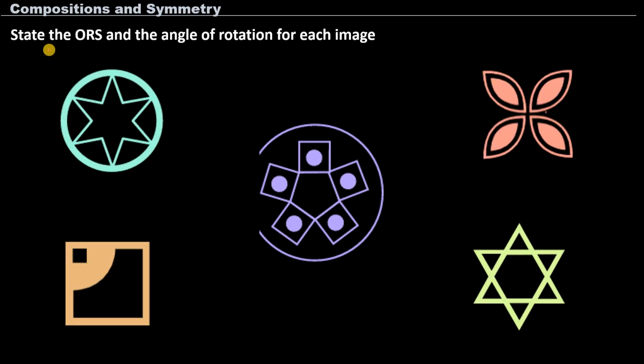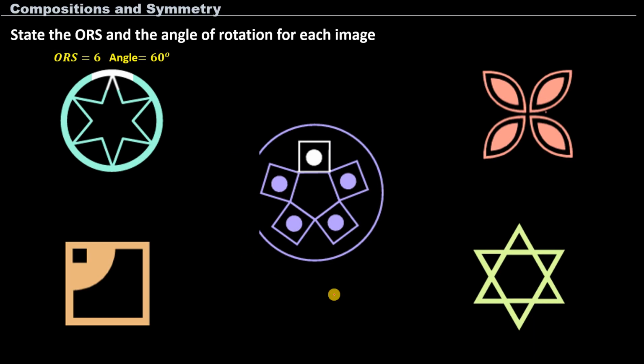So what if then we looked at the ORS and the angle of rotation? So our first shape, again, if we highlight part of it so we can watch it rotate, we've got 1, 2, 3, 4, 5, 6 times we can rotate it and still come up with the same shape, meaning 360 divided by 6, our angle is 60 degrees here for every rotation.